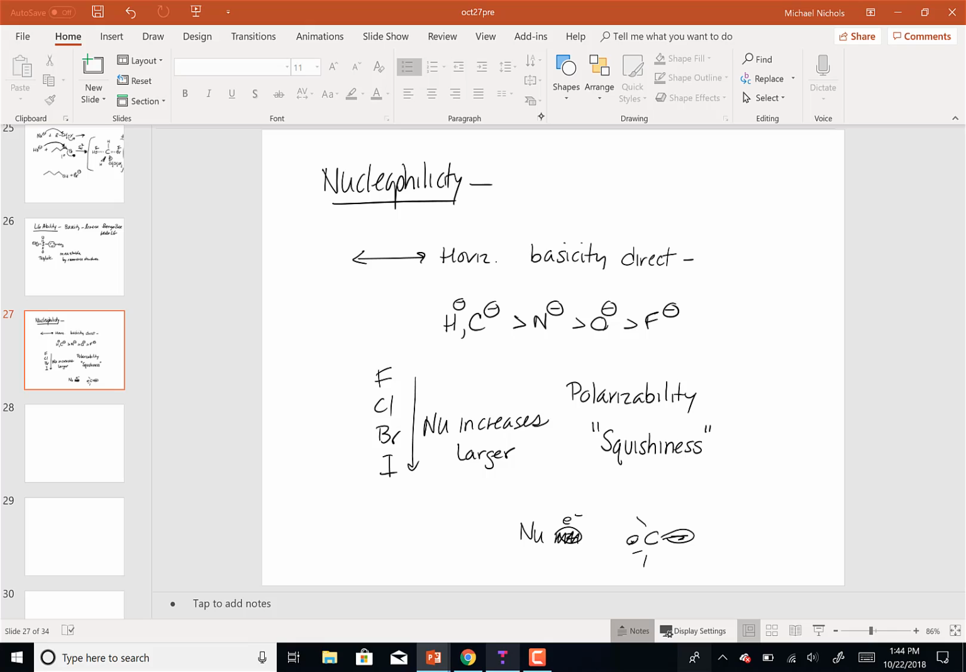Okay? And when you have something like iodide that's huge, you're going to have that ability to take that electron density and compact it. If you have something like fluorine, which is more like a golf ball, as opposed to iodine maybe being like a Nerf ball, if we still have Nerf stuff.